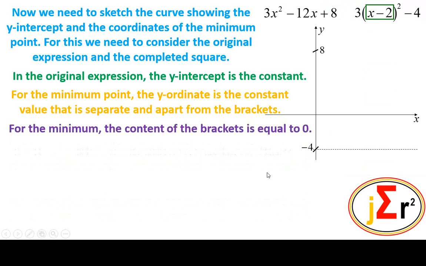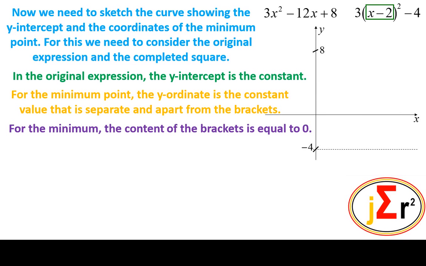What about the value of x? For the minimum, the content of the brackets is equal to 0. And that is why the perfect square will contribute 0 at the minimum point, because the content of the bracket must be equal to 0. If the perfect square is equal to 0, whatever we have inside of those brackets must be equal to 0.